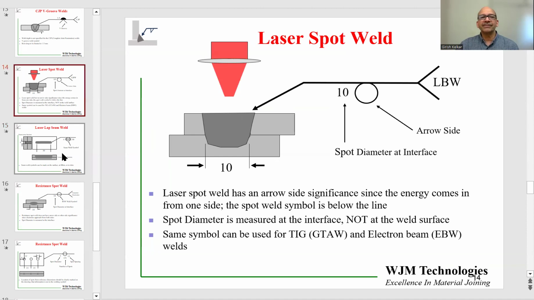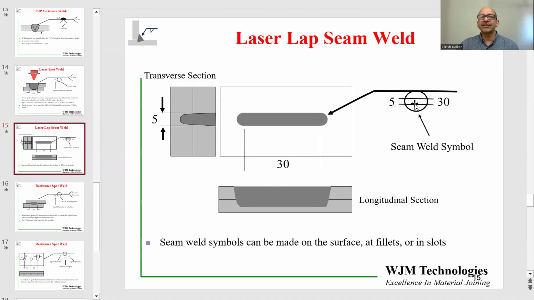In this case, the welding symbol looks a little bit different than a spot weld. Spot weld was a circle. A seam weld is a circle with 2 horizontal lines in the middle. So that's a seam weld symbol. Now, this symbol does not have a tail and does not say LBW. So how do we know this is supposed to be a laser weld? For that, you will have to look at the part drawing.